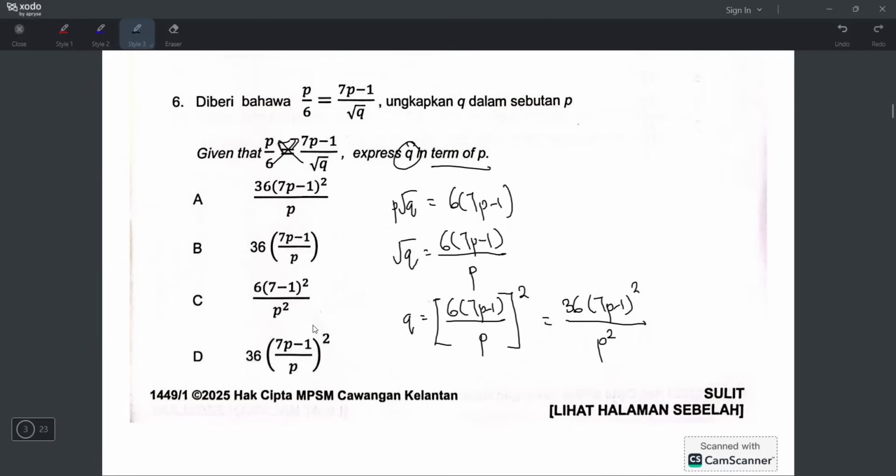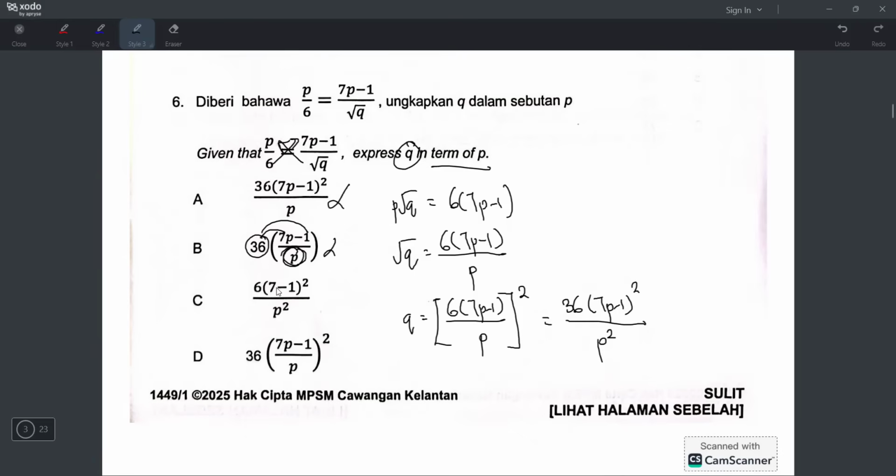Which one is the answer? Oh, no answer. It cannot be A, right? Yeah, can't be A because this one has to be p square. So A is confirmed wrong. B is also wrong because even if you take the 36 times with atas also, the bawah, yeah, the denominator should be p square. So B is wrong.